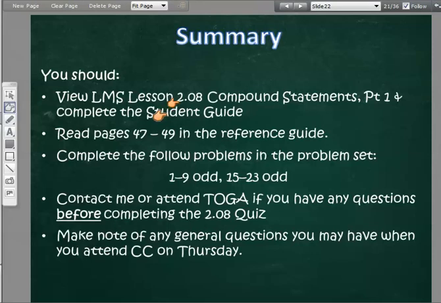After you get finished watching this video, you should be going through the LMS and reading about compound statements part 2 and completing the study guide. Also, read through pages 47 and 49 in the reference guide. Complete the following problems in the problem set.